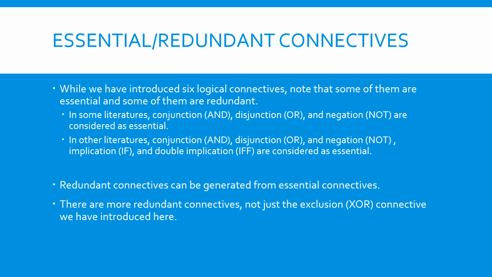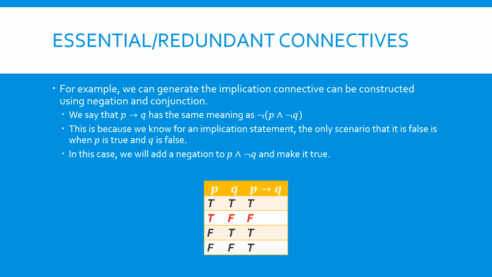I would also like to clarify that exclusion is not the only redundant connective. There are many more of them. You can read more specialized materials in logic to find out, if interested. Let's see how we can generate a redundant connective using essential connectives. Let's try constructing implication using negation and conjunction.